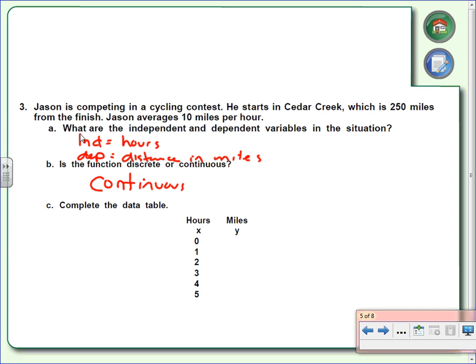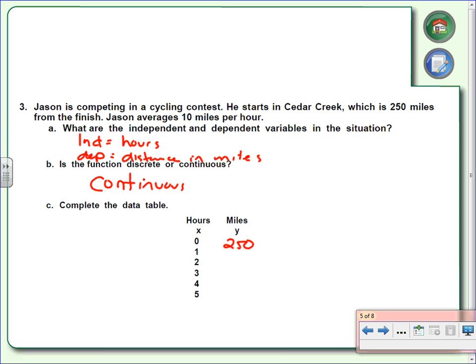All right, the last one, part C here, they want us to complete the table of data. So notice here, at time 0, at the very beginning, what is his distance from the finish line? How far is the race? Come on, read what it says here, guys. He's competing in a cycling contest. He starts 250 miles away. So the distance from where he starts to the finish line is 250 miles. At time 0, at the very beginning of the race, he's 250 miles from the finish line.